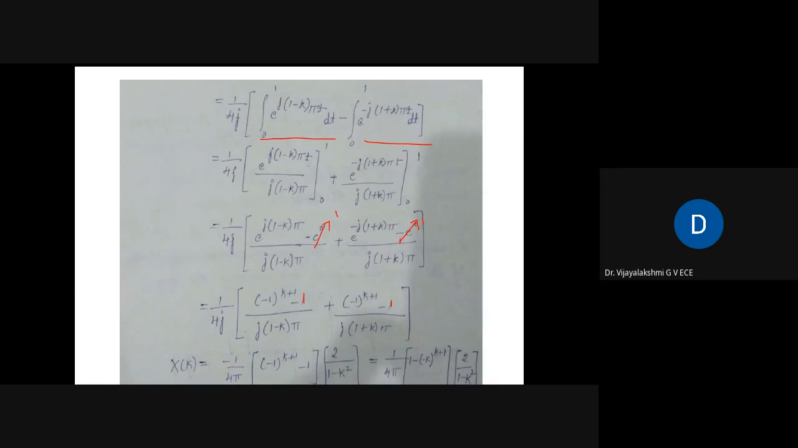And why is this being simplified as minus 1 raised to k plus 1? See, when you expand this, I'll show here. e raised to j 1 minus k into pi is there. This can be written as e raised to j pi into e raised to minus j k pi. So these are the two terms. You know that e raised to j pi is minus 1. So this is minus 1 into e raised to minus j k pi.